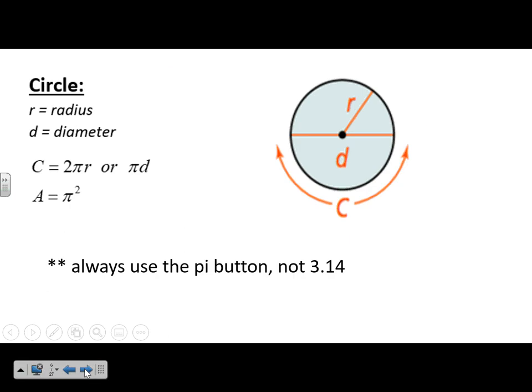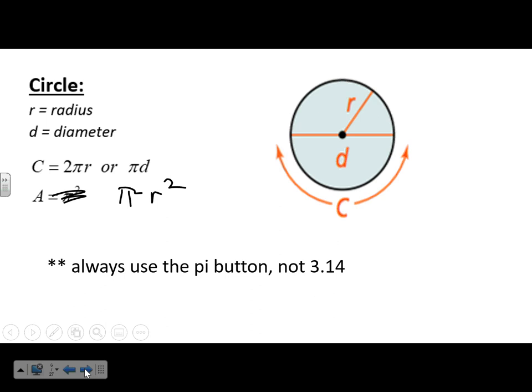And for a circle, R is the radius, D is the diameter. To find the circumference, it's 2 pi R, 2 times pi times R. And for the diameter, it's pi times D. And the area is pi R squared. Pi times the radius squared. I need to fix that.